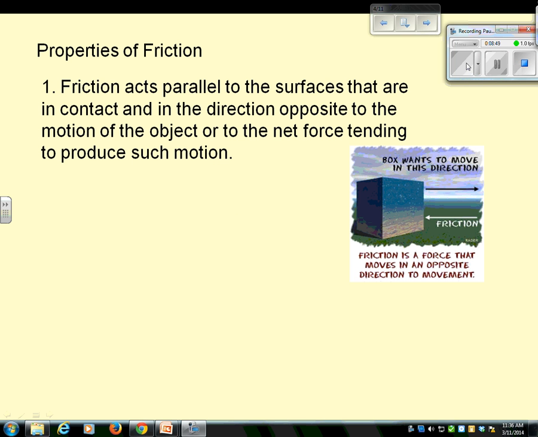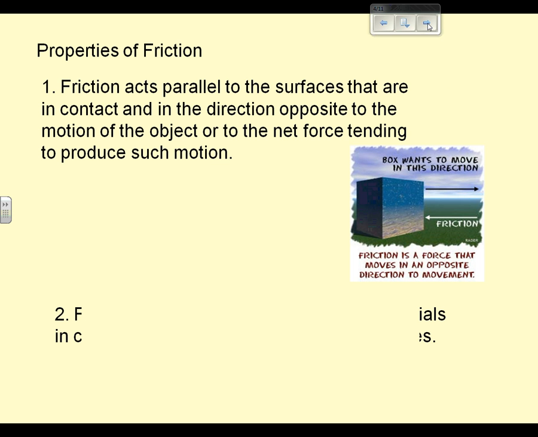Some properties of friction. First of all, friction acts parallel to the surfaces that are in contact and in the direction opposite to the motion of the object or the net force tending to produce such motion. The long and the short of it is, friction is parallel and it's always opposite to the motion. If there is no motion, it's opposite to the would-be motion if there were no friction, right? So if the box wants to move in this direction for whatever reason, maybe gravity, maybe someone's pushing it, maybe someone's pulling it, friction is opposite.